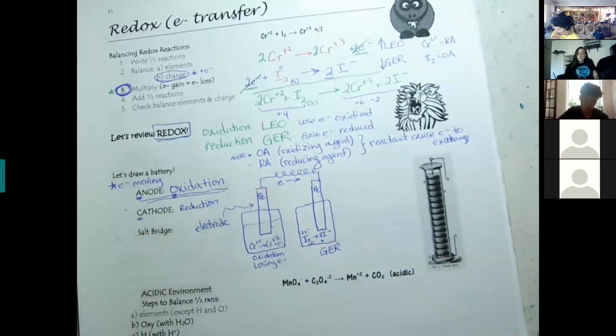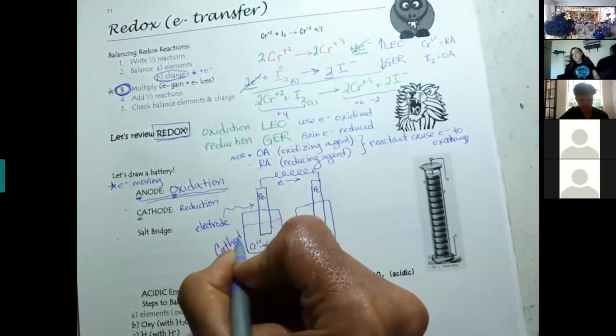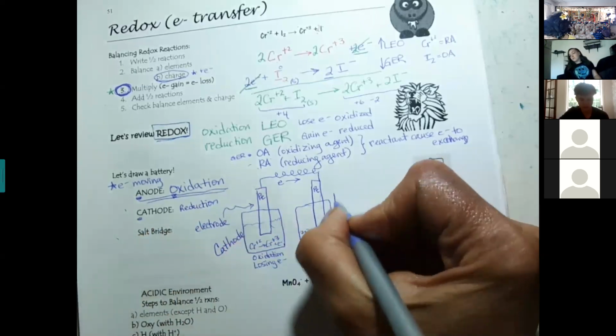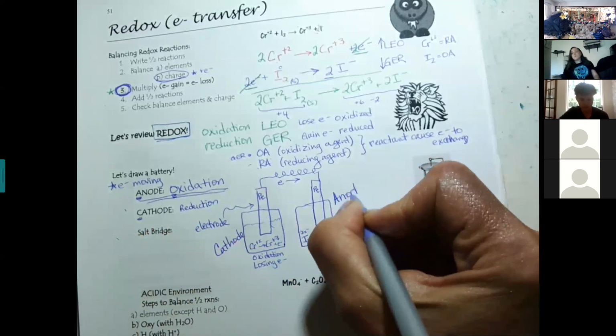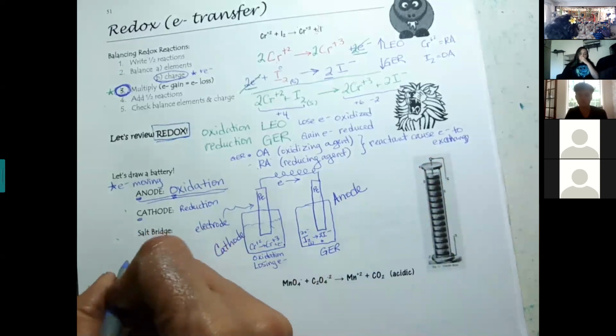So this is where the whole thing of cations and anions is going to come from. Oxidation's over here, this is my anode. And it makes sense. I have my cations, right? We'll talk about that more in 2 days. And the other side, GER, is always your cathode. So you will have to label which side's your cathode, which side's your anode.